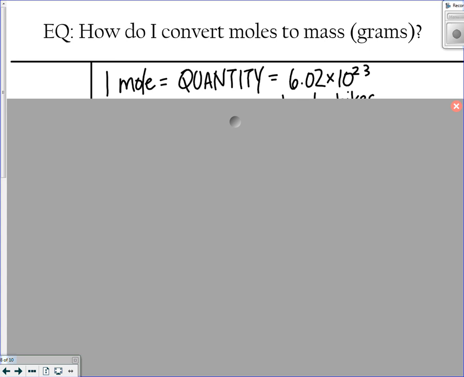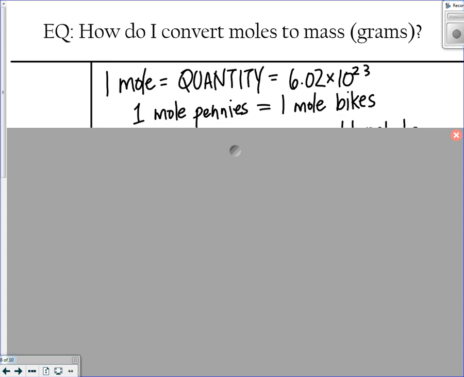You could have a mole of anything. You could have a mole of textbooks. You could have a mole of pennies. You can have a mole of shoes. But what we talk about in chemistry is moles of atoms and molecules and compounds. But with that idea that a mole is a quantity, it's important to understand that 1 mole of pennies, the actual number of pennies that there are, would be equal to if I had 1 mole of bikes, right? In both cases, I would have 6.02 times 10 to the 23rd objects.